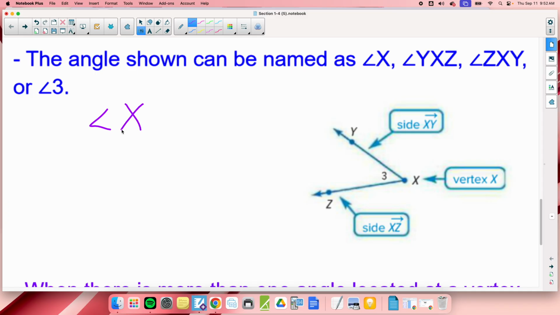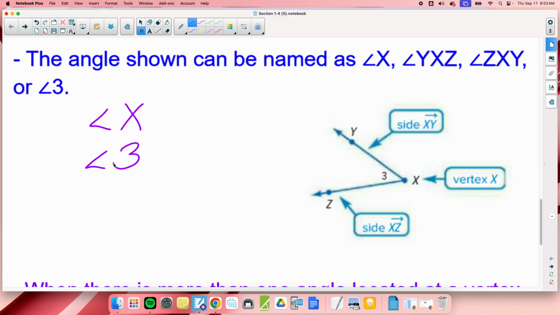Another way that you can name this is sometimes your angles will have a number inside of them. If that's the case, that is a shortcut way to name that angle. So this would be angle 3. Sorry, I'm going to go off one more thing.